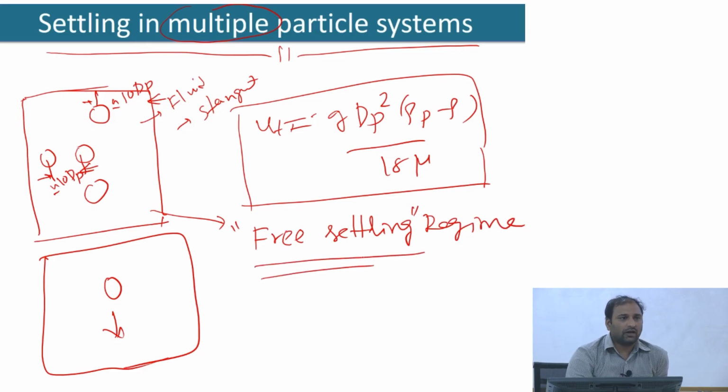Even though there are multiple particles in the system, the behavior of one particle does not have any influence on how the other particles would settle, and the presence of the boundaries of the container does not influence in any way how each of the particles would behave in the presence of an external field. And that is what is called a free settling regime.